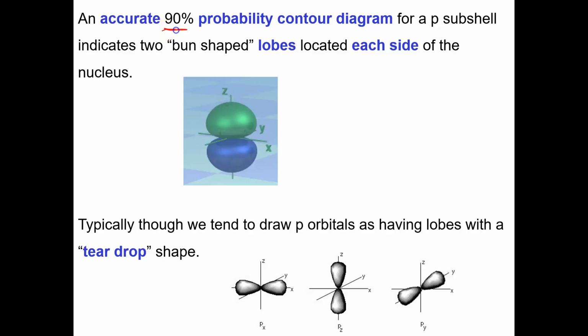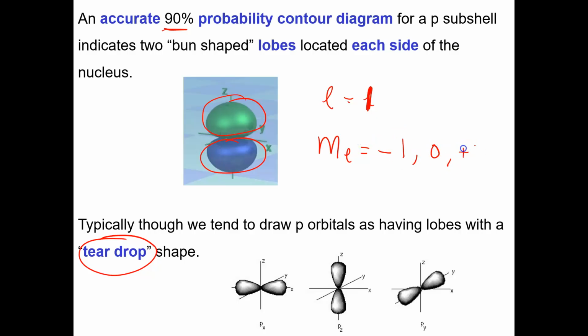Looking at the 90% probability surfaces for the P subshells, what we find is that P subshells are composed of two lobes that are located on each side of the nucleus, and these look like bun-shaped lobes, although typically people will draw them as teardrop-shaped lobes. There are always going to be three orientations for these, because if L equals 1, then ML, which represents the orientation, can be -1, 0, and +1.